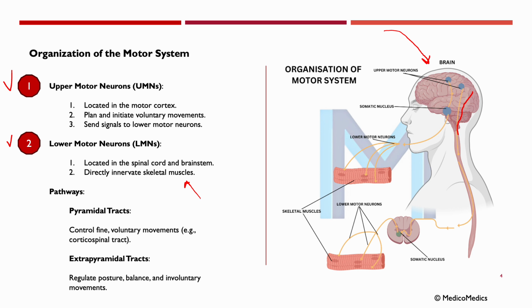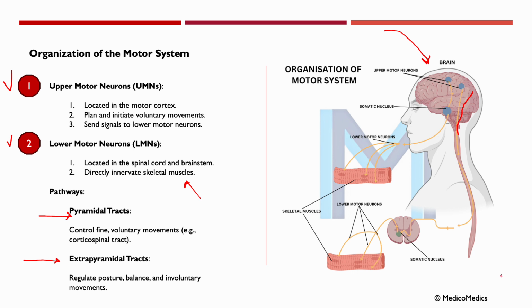Now, let's briefly cover two main types of descending motor pathways. We have the pyramidal tracts, like the corticospinal tract, and these control precise voluntary movements, especially for the limbs and digits. And we have the extrapyramidal tracts. These help regulate posture, balance, and more autonomic or involuntary movements, often via structures like the basal ganglia and brainstem.